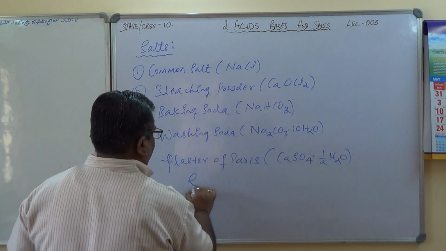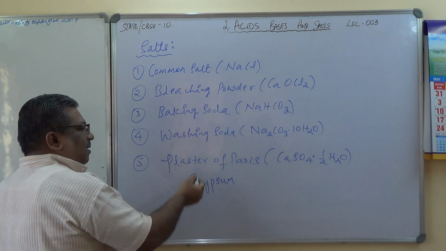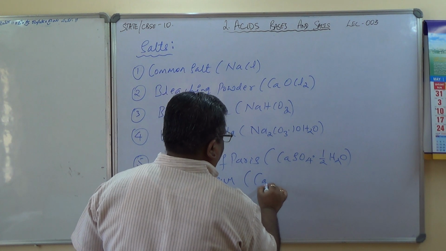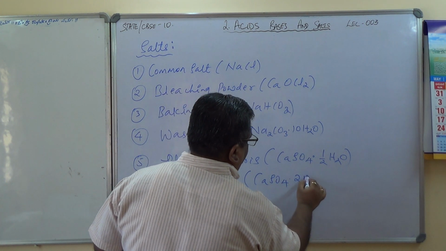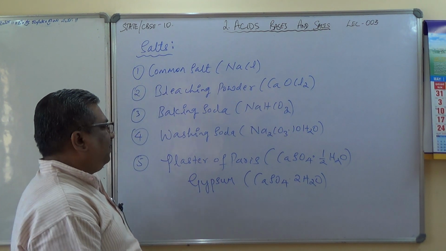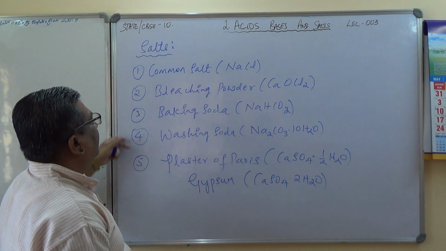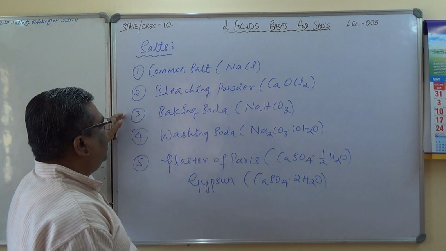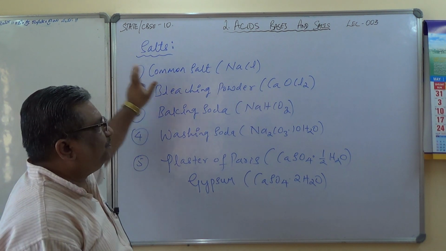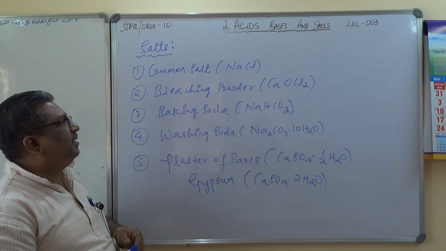And of course here also we are studying gypsum, because when we mix plaster of Paris with water, gypsum is formed. The formula for gypsum is CaSO4 into 2H2O, which is called calcium sulfate dihydrate. So these are the salts which we are going to study here: common salt, bleaching powder, baking soda, washing soda, plaster of Paris.